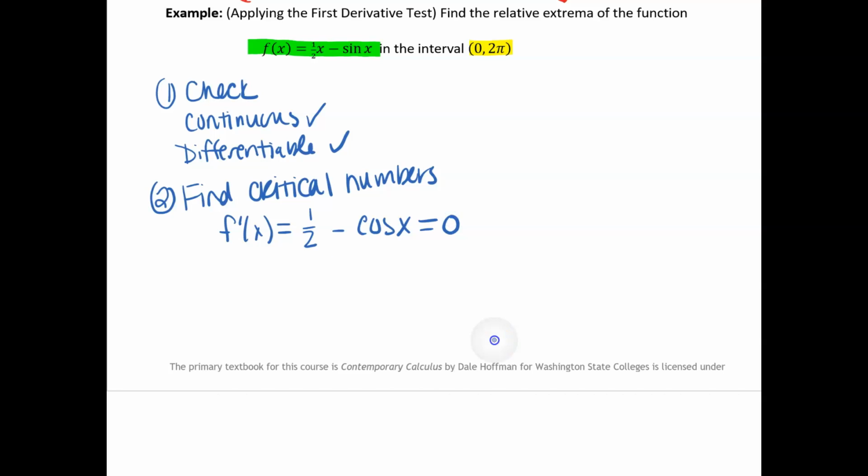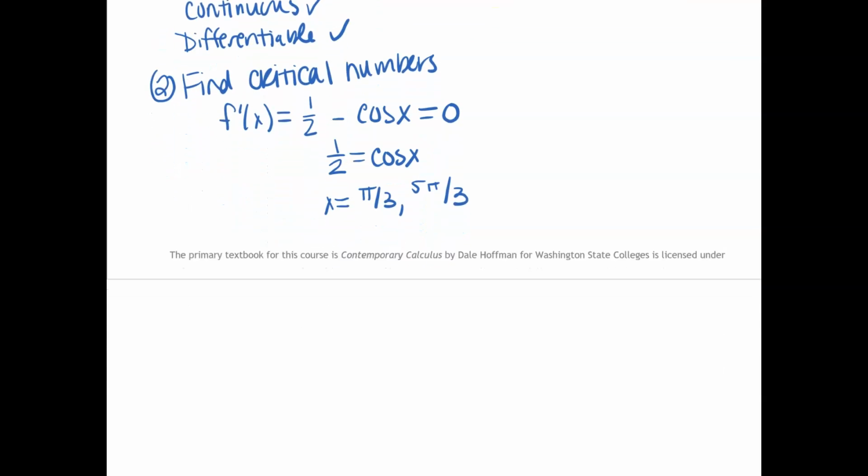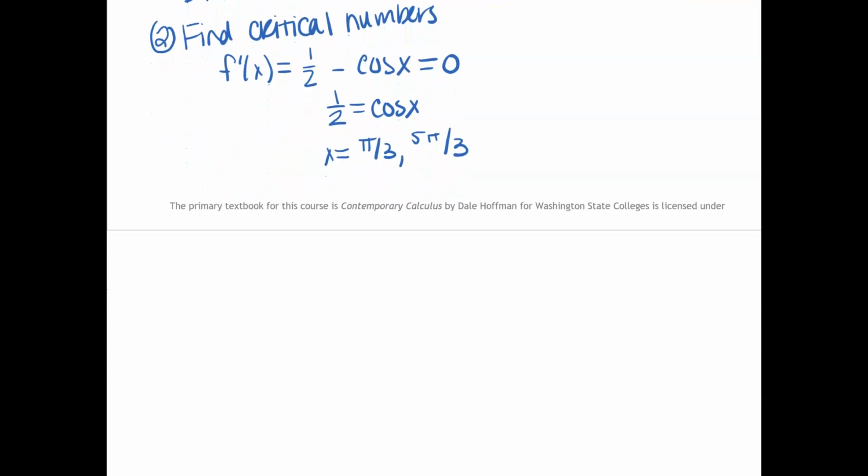And so I'm going to move my cosine x over. That gives me 1/2 equal to cosine x. And then in relation to your unit circle, your trig circle, we know that cosine x is equal to 1/2 at x equal to pi over 3 and x equal to 5 pi over 3. So as we start to work with these critical numbers, we need to remember that this was restrained between 0 and 2 pi. So I'm going to take my number line and I'm going to stop at 0 and 2 pi. I'm not going to do anything less than 0. I'm not going to do anything more than 2 pi. We're just going to be looking between these two.